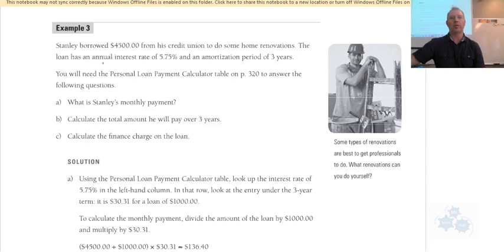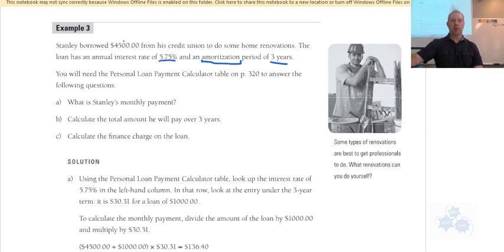The loan has an annual interest rate of 5.75% and an amortization period of 3 years. Okay. What's amortization again? Who can tell me? The time required to pay back a loan. Very good. Okay, so we'll learn those terms, okay?